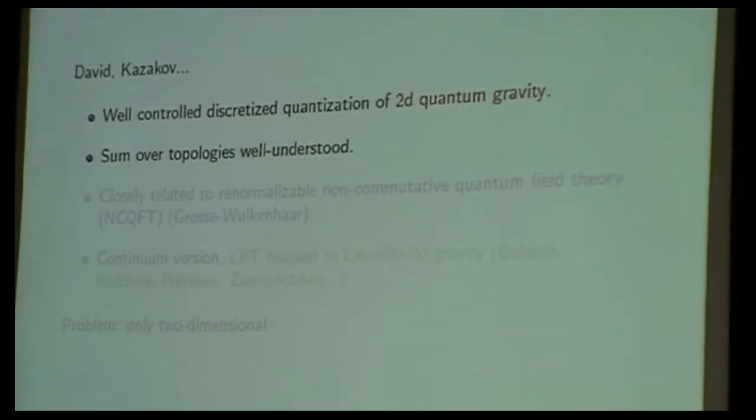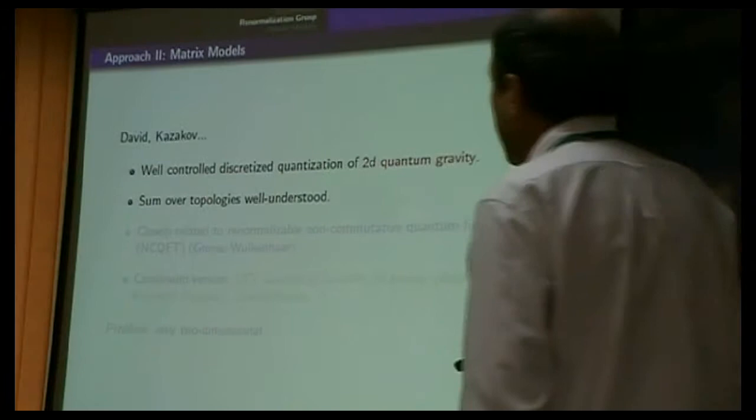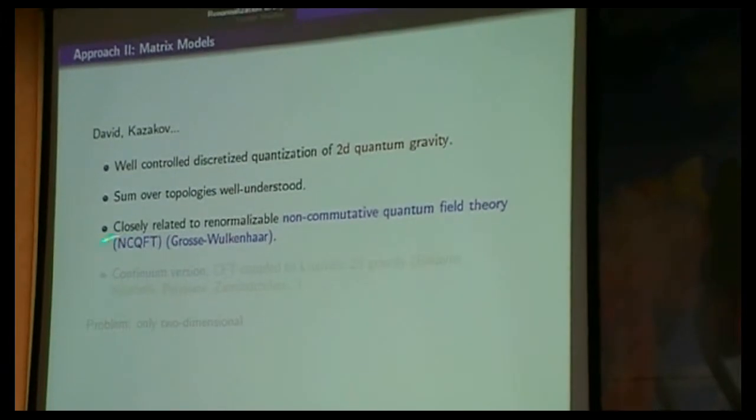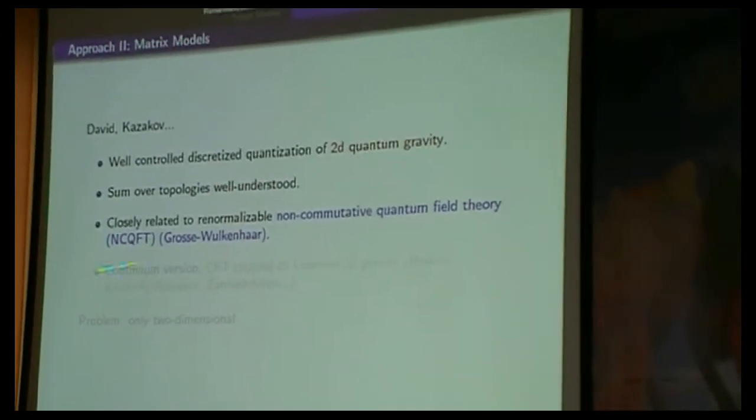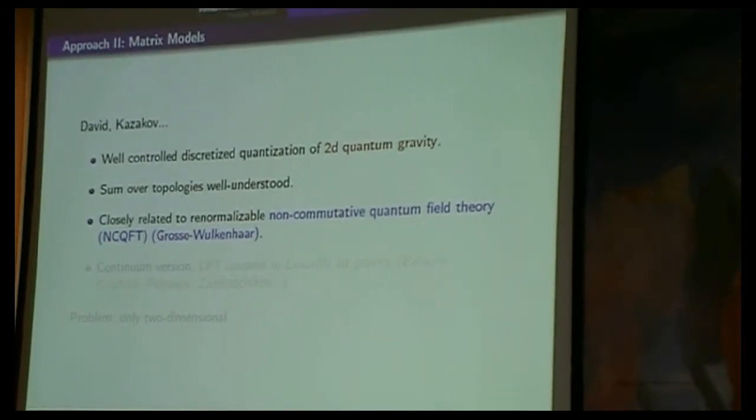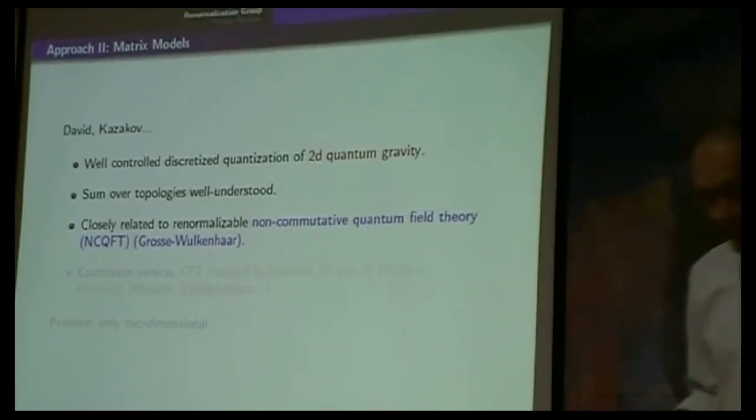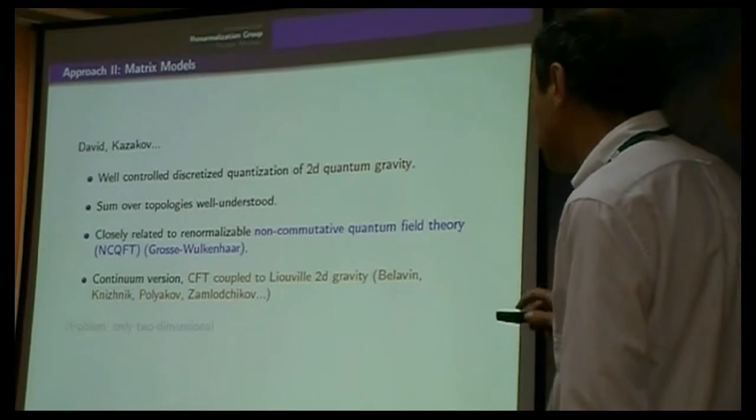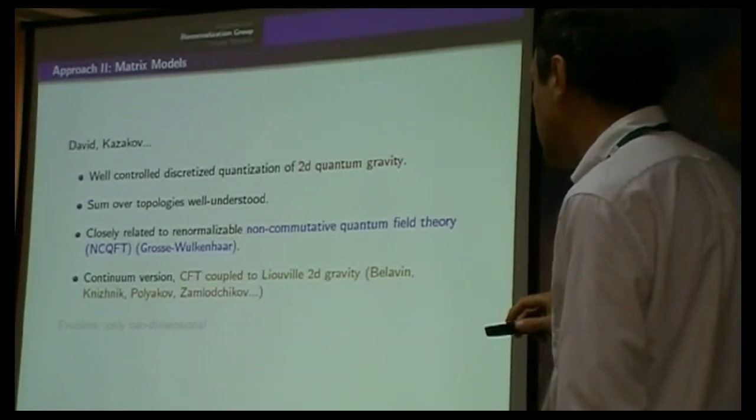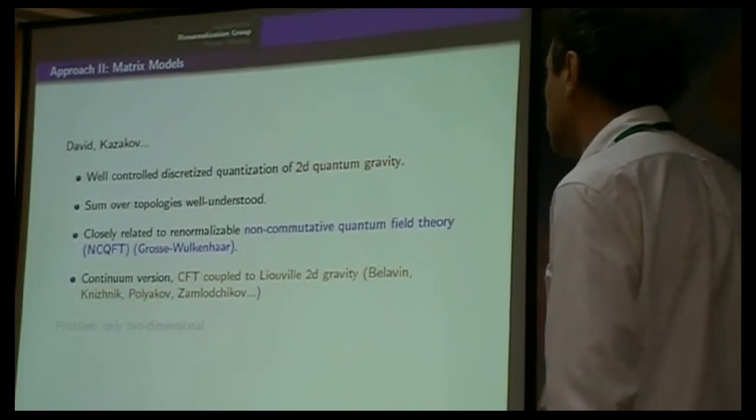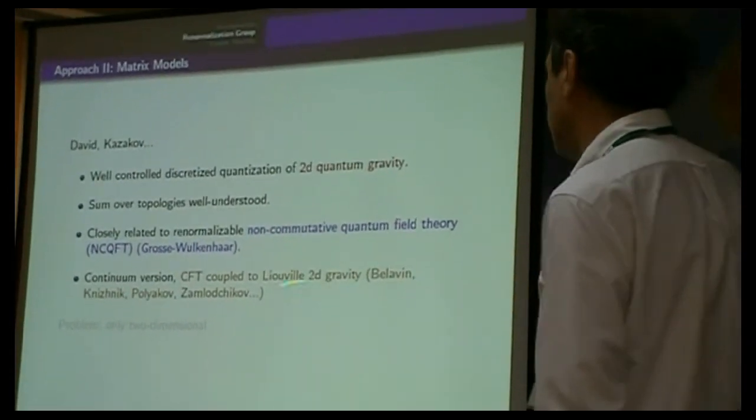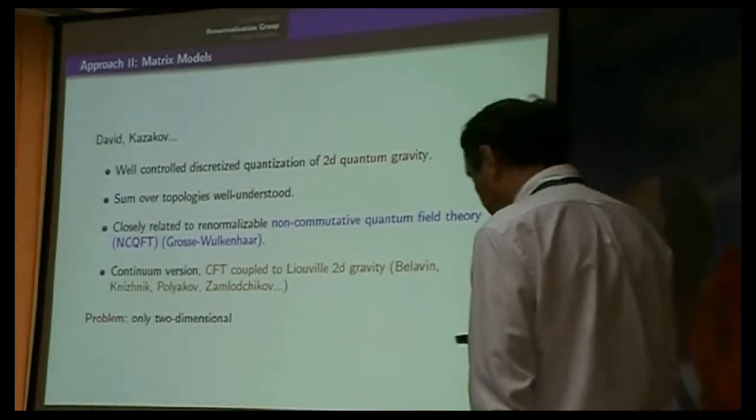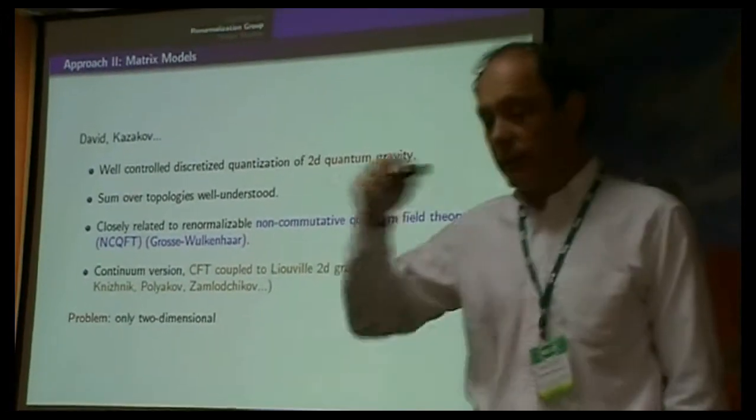Well, in the recent decade, it has become clearer that these matrix models are also related to field theories. They are related to a subject called non-commutative quantum field theory. You know, matrices, when they multiply, their multiplication is non-commutative. So non-commutative quantum field theory is also a very interesting subject, which is really related to matrix models. And also, there has been understanding of how to couple matter fields with gravity in 2D, and this leads to very interesting theories. Well, the main problem is that it's essentially a theory of 2D quantum gravity, so we need to go to higher dimensions.